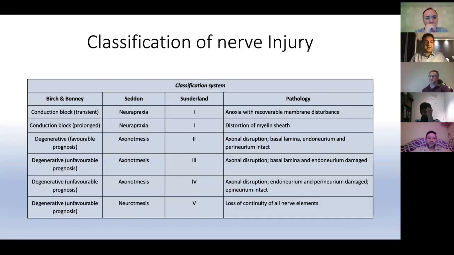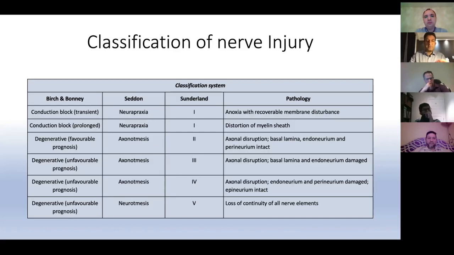So this is just a slightly more complex table, which shows you the different classification systems. And I don't really want you guys to learn them in detail. Just remember what I said about Seddon: neuropraxia, axonotmesis, neurotmesis. Sunderland is 1 to 5. And basically Birch and Bonney is a conduction block or a degenerative lesion, okay?